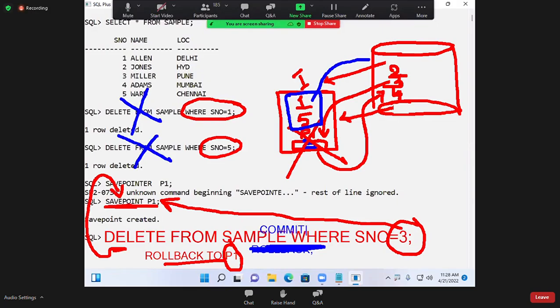If I do commit, what happens? This 1 is deleted, 5 also deleted. So these are permanently deleted. And finally, in your database table, what is there? 2, 3, and 4. Understand now? So this is the internal process that happens once you create your pointer.